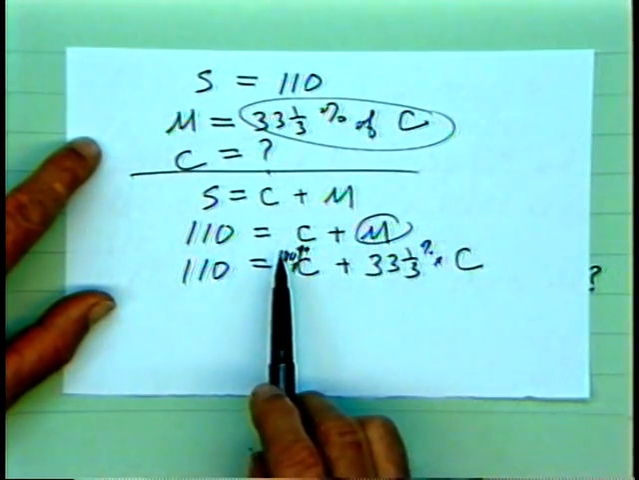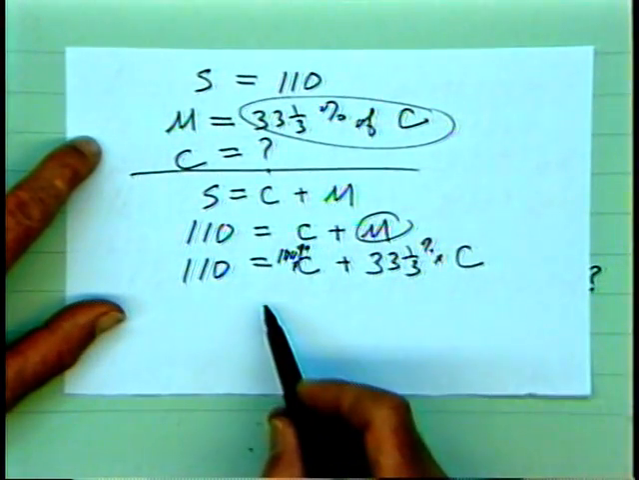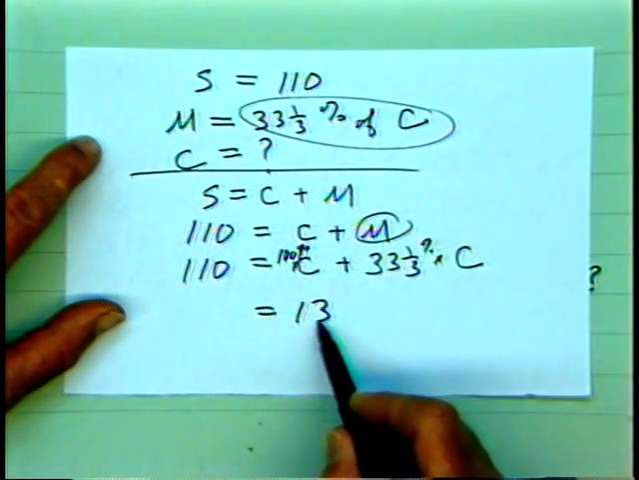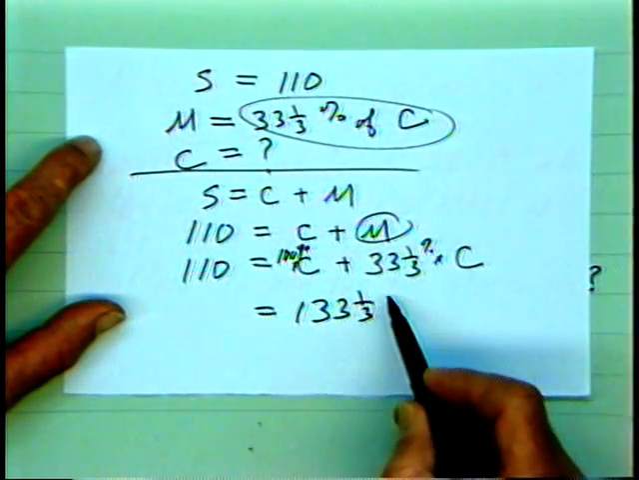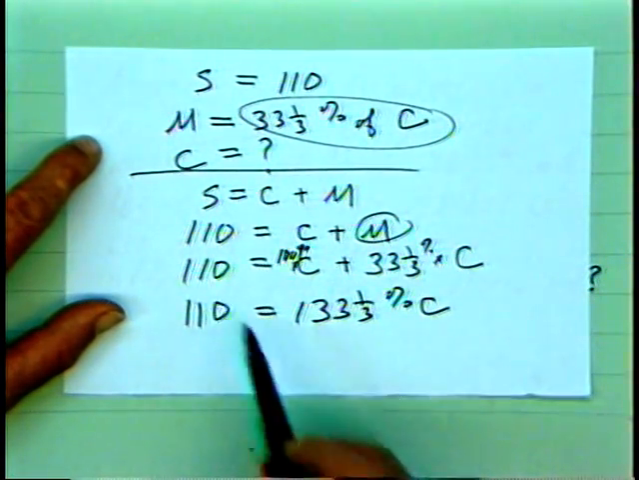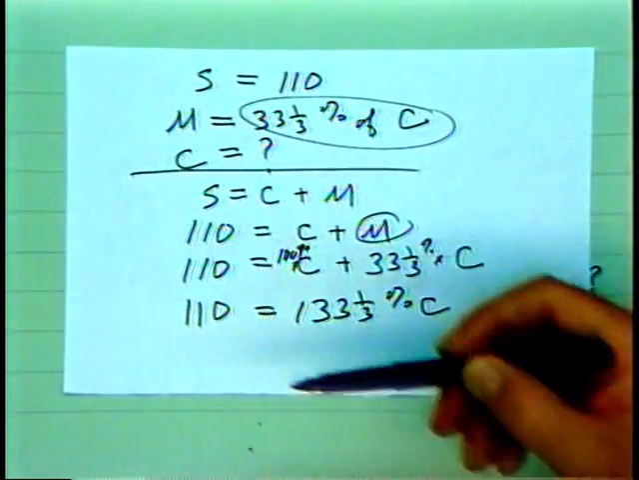So can you see that I have 100% of cost plus 33 1/3% of cost, or if you would, 133 1/3% of cost. Now, if you see this, we're just about done. So let's follow this through, hoping that you did see it.